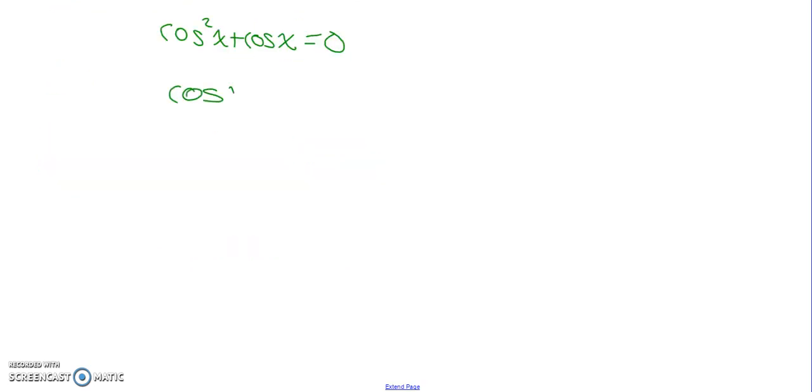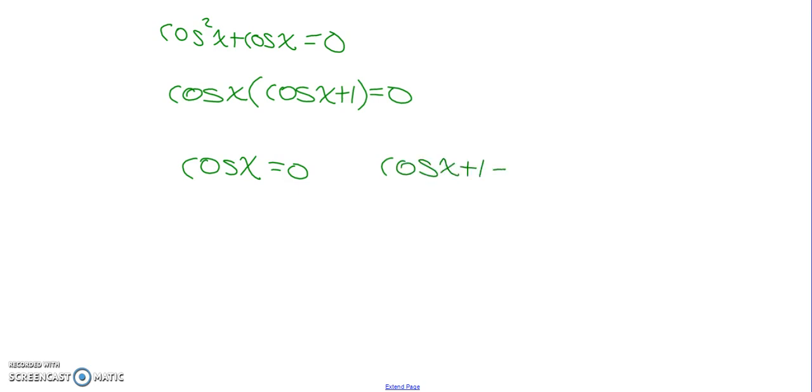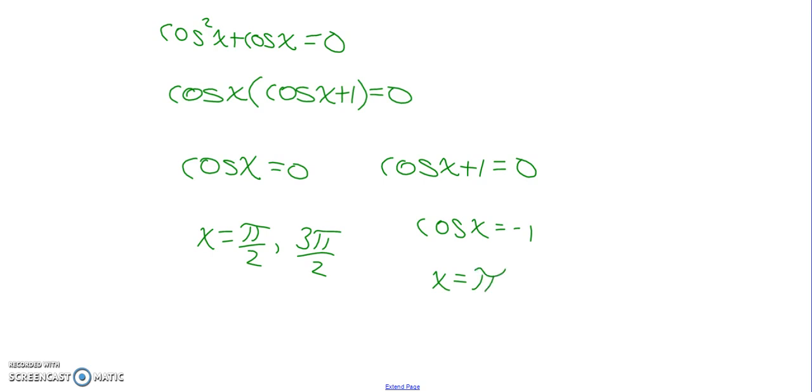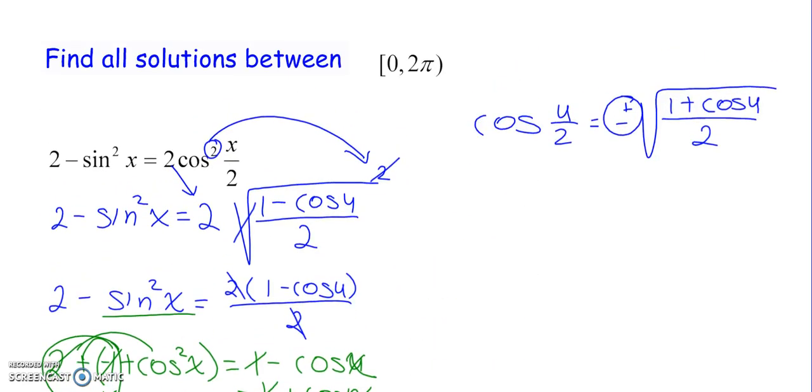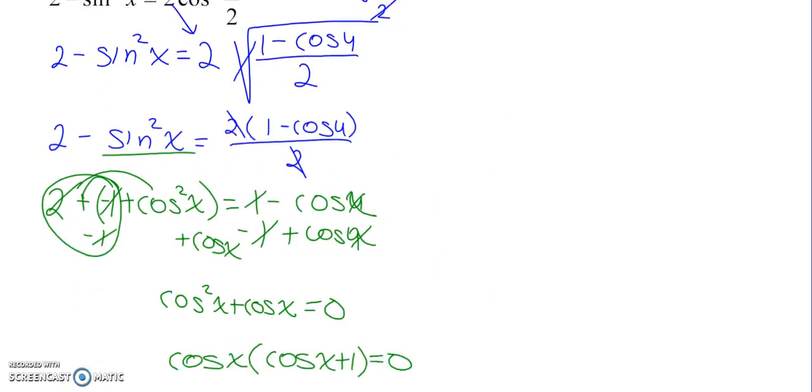You've got a common factor there. And you're going to create two equations. Where is cosine equal to 0? Where is cosine x plus 1 equal to 0? Better known as where is cosine x equal to negative 1? Well, cosine is equal to 0 at pi over 2 and 3 pi over 2. And cosine is equal to negative 1 at x equals pi. And notice I did not need to add the plus or minus, or the plus 2 pi k because of my directions.